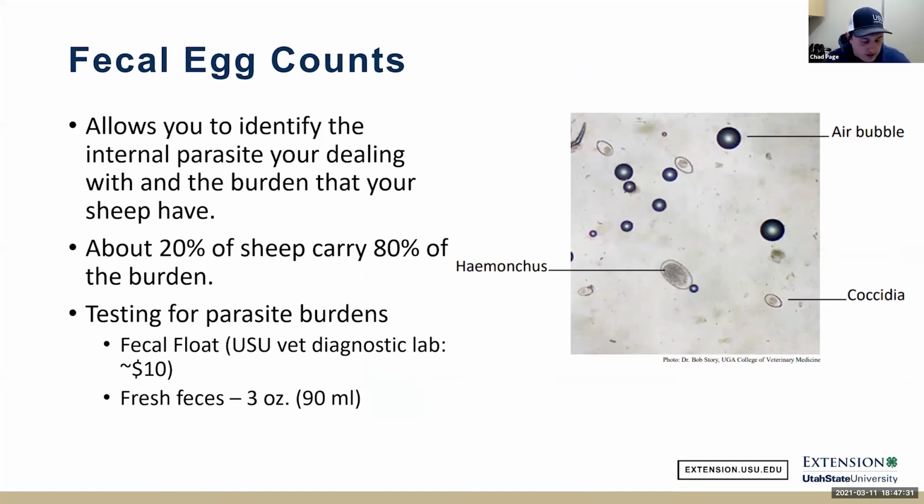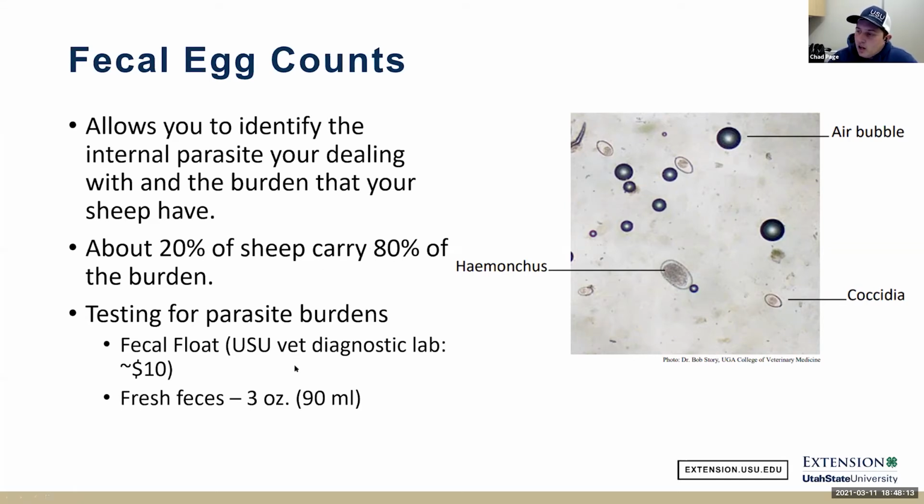So one way that we can try to find out whether or not we have parasites is we can do something called fecal egg counts. So we collect feces from our animals, preferably fresh, right? And we can send them off and get the feces counted for the type of eggs that are in it to identify which parasites we're dealing with. And then also how many are we dealing with? What is the burden load in our sheep? So generally about 20% of our sheep carry about 80% of the burden when we're talking about the Barber pole worm.